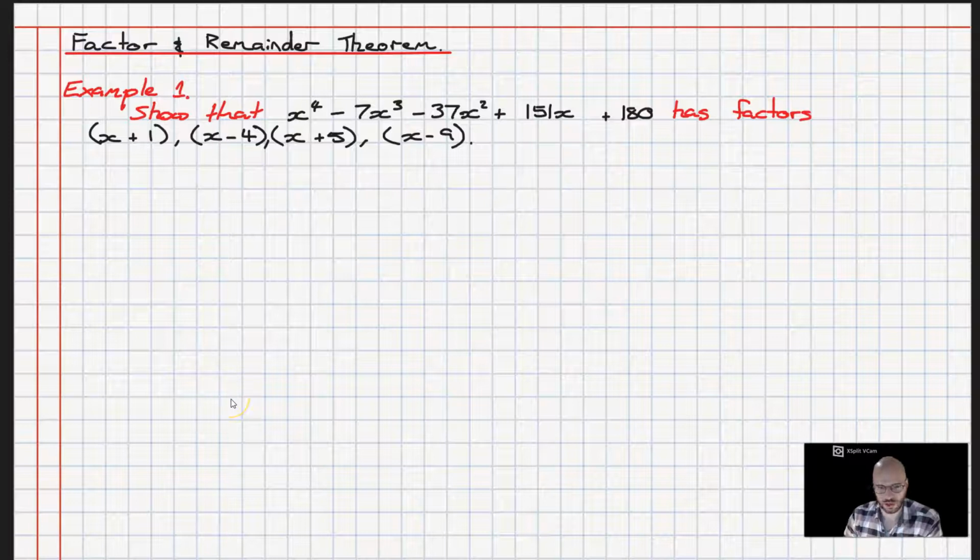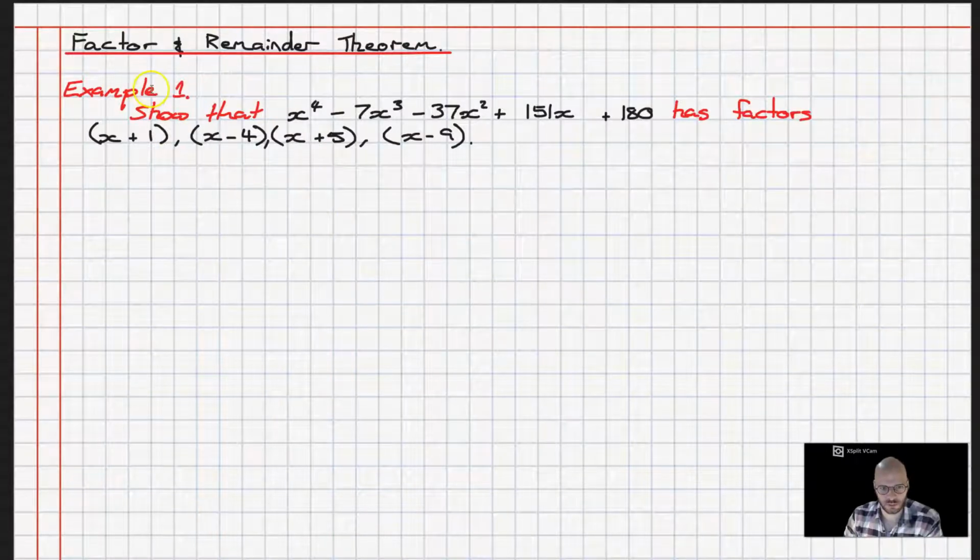Welcome to this video on the topic of algebra. In this video, I'm going to show you how to apply something called the factor and remainder theorem, or in simple terms, it's a method of performing long division with algebraic expressions.